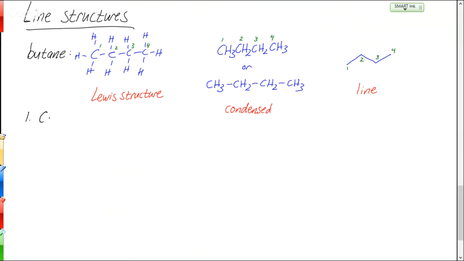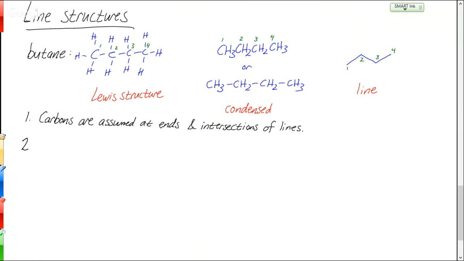Rule 1: we assume that there are carbons at the ends and the intersections of lines. So whenever we've got an end of a line, or whenever 2 lines come together and either make a point or a cross or anything like that, that's where a carbon atom is. So we don't draw out the carbon atoms. We just draw these zigzag lines.